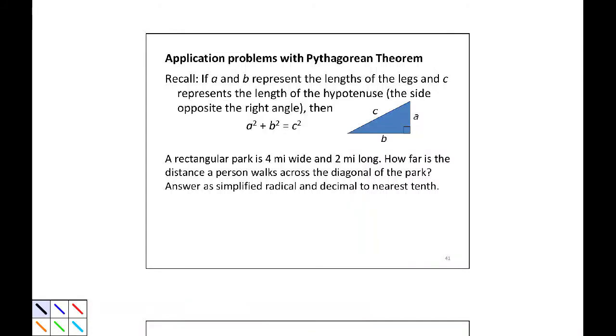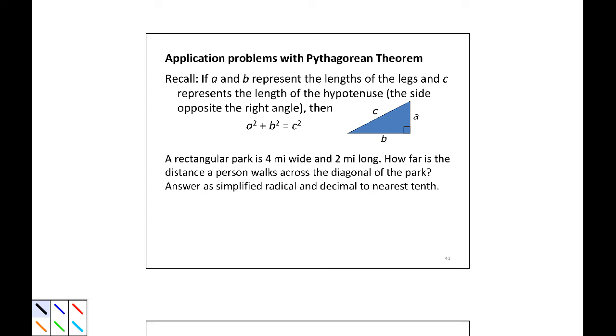Application problems with the Pythagorean theorem. Recall that if A and B represent the lengths of the legs and C represents the length of the hypotenuse, the side opposite the right angle of a right triangle, then A squared plus B squared equals C squared.